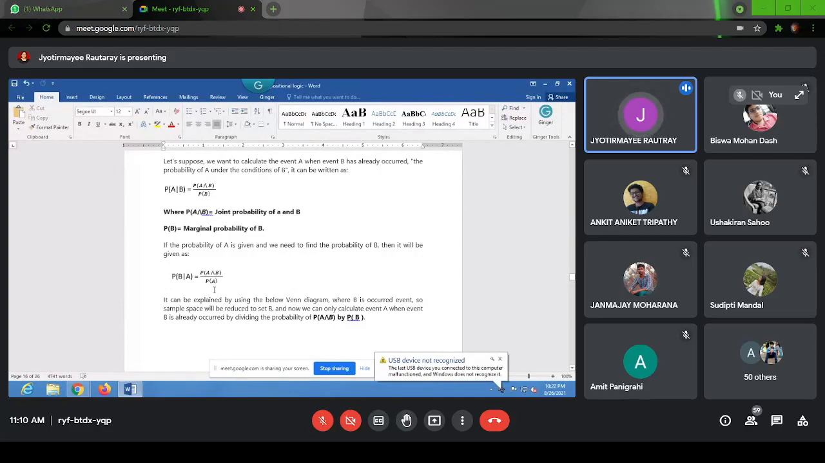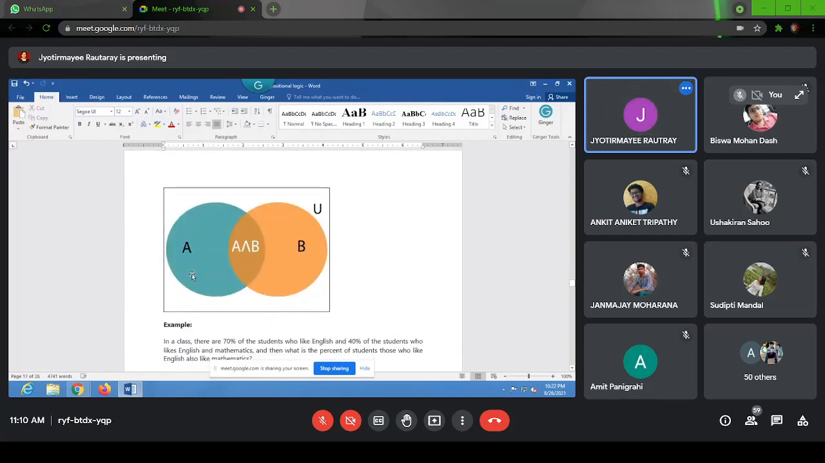Or the question may be asked like this: the probability of B given A is given, and the probability of A is given, and you are asked to find this one. You just multiply this with this, then you will get the probability of A and B. Okay, this is A and B, sorry, yes, the A and B intersection part.